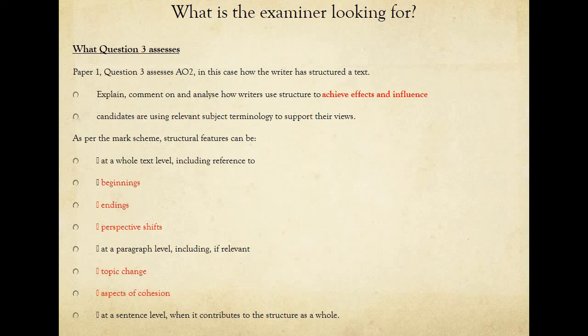It assesses AO2, in this case, how the writer has structured a text. So it's asking you to explain, to comment on, and analyse how the writers use structure to achieve effects and influence. Now again, you'll see that I put achieve effects and influence in red. That is because if all you do is comment on and analyse the structure, so you identify what structural choice is made, you give me some analysis to it, and then you move on, you're not going to be getting very high marks. You have to link that analysis to the effects it achieves.